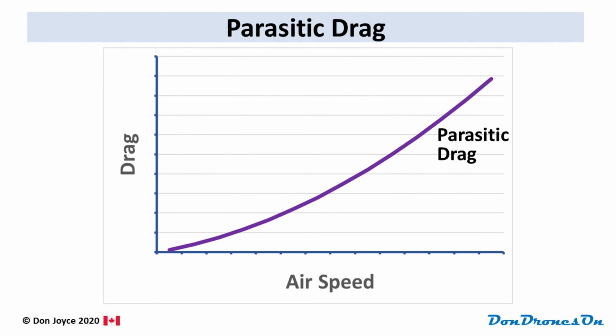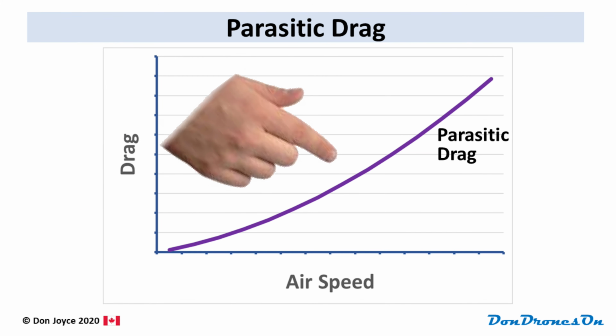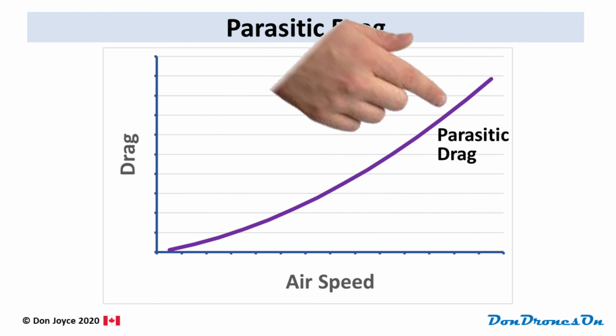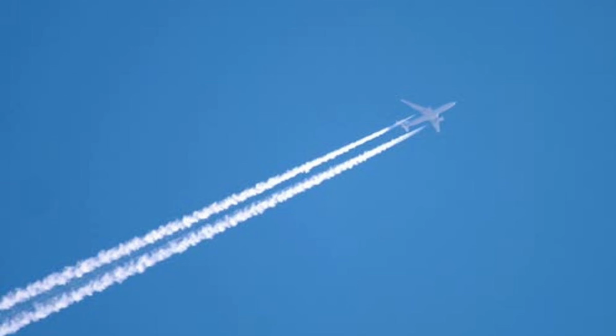Now, the faster you're traveling through the air, the more your parasitic drag. In fact, the parasitic drag increases with the square of your velocity. Twice as fast, 4 times the parasitic drag. Parasitic drag is also proportional to the density of the air. The higher you are in the atmosphere, the thinner the air, and the less parasitic drag. But please, don't test that out with your drone.